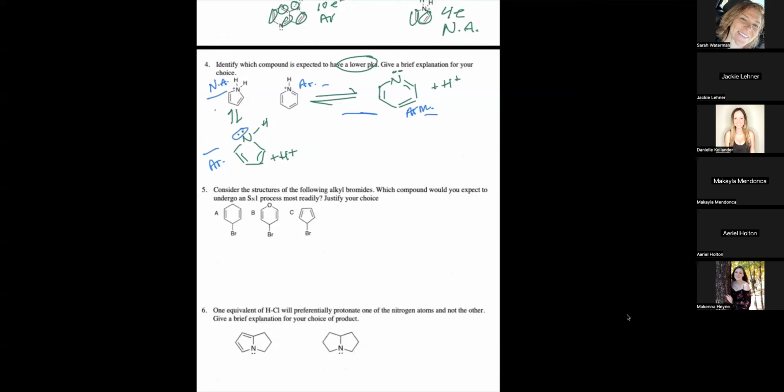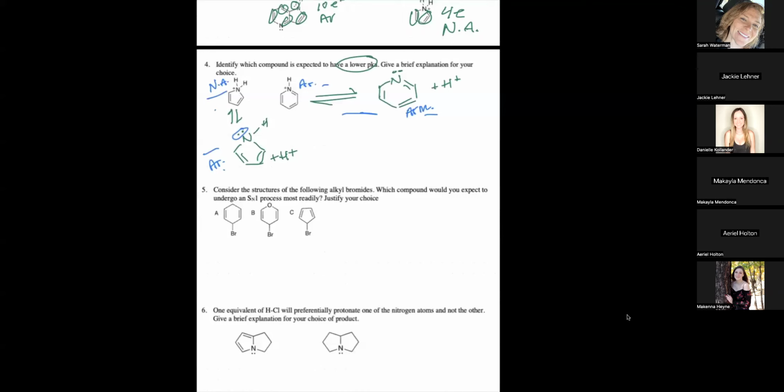Whereas going from non-aromatic to aromatic, that's increasing the stability because of the aromaticity. So A is better, has more reducing energy because it will lower the pKa. So it's more acidic. It will readily donate that proton because it will be aromatic when it does.